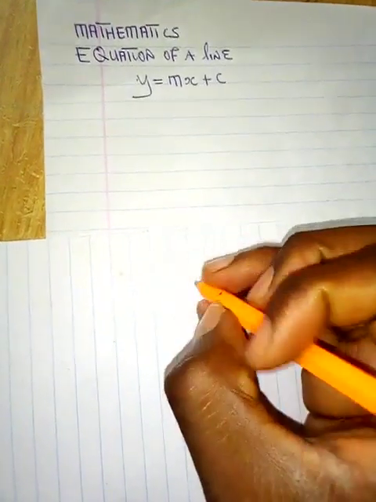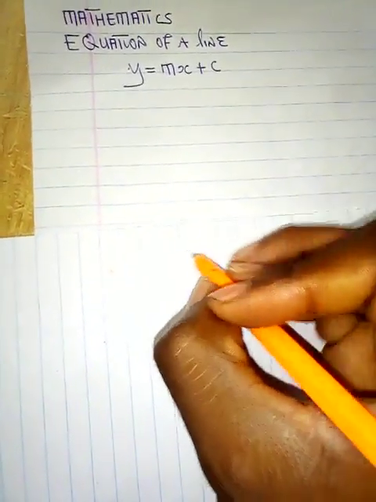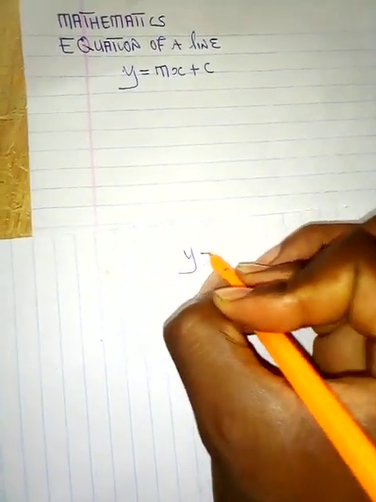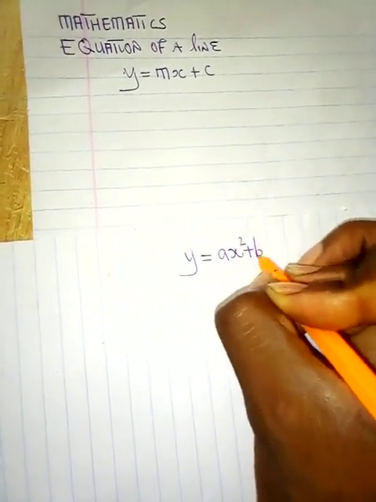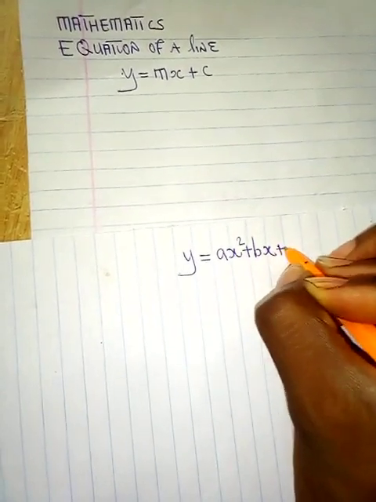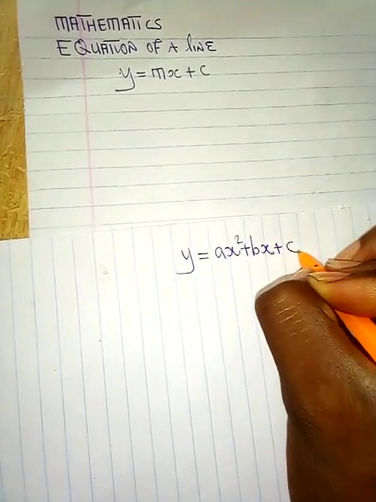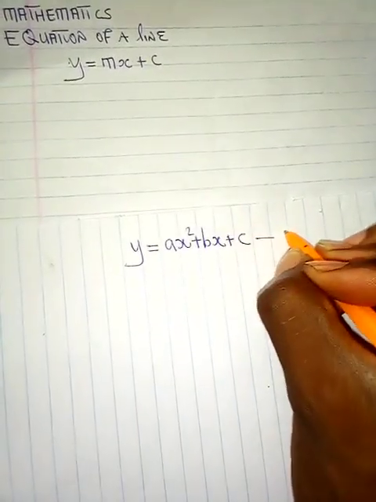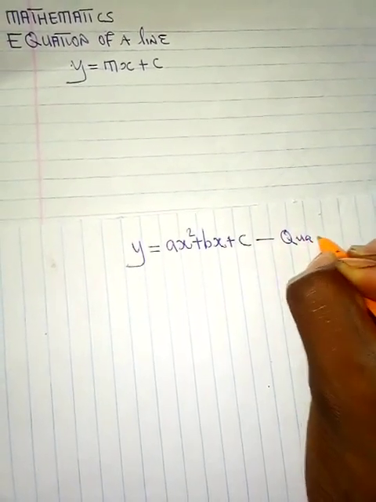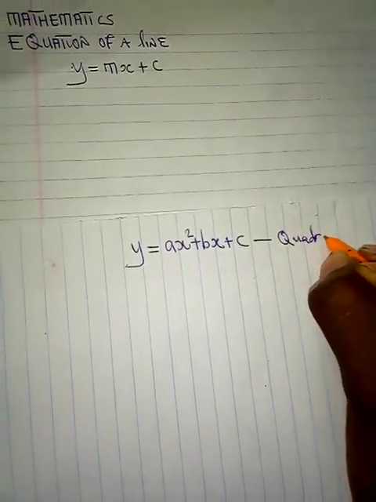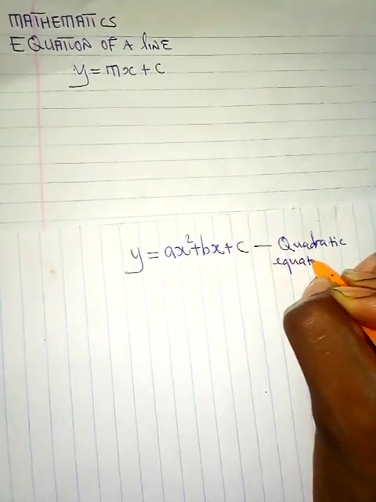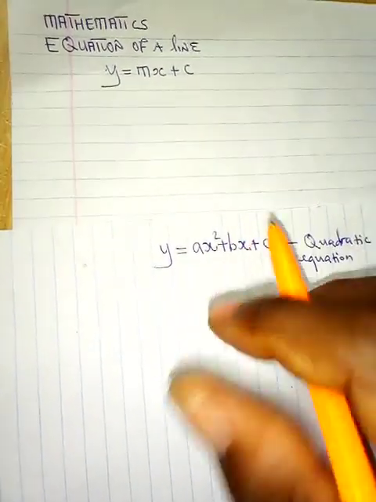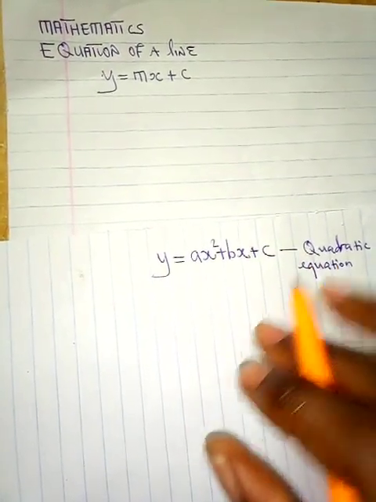When you're talking about quadratic equations, they are written in the form y is equal to ax squared plus bx plus c. Quadratic equations are always written in that way.